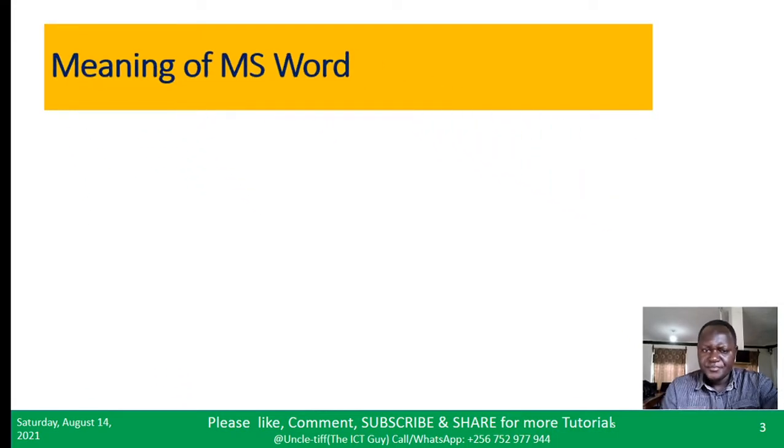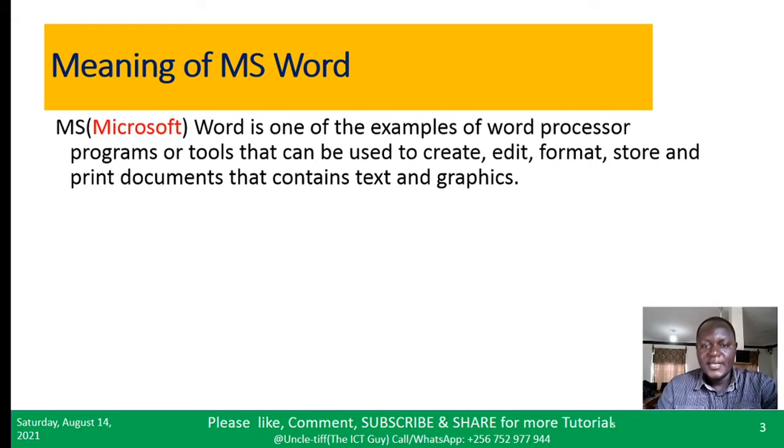So guys, what is MS Word? MS Word is a word processor program or tool that can be used to create, edit, format, store, and of course print documents that contain text and some graphics. That means that if you want to create documents that contain graphics and text, this is one of the best programs that you can ever use to do such activities.